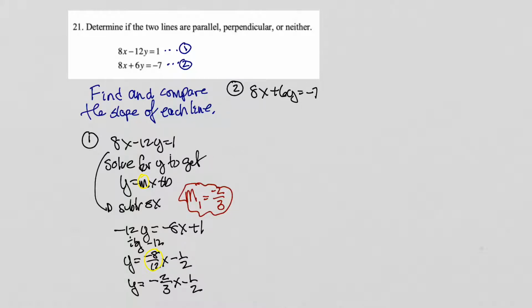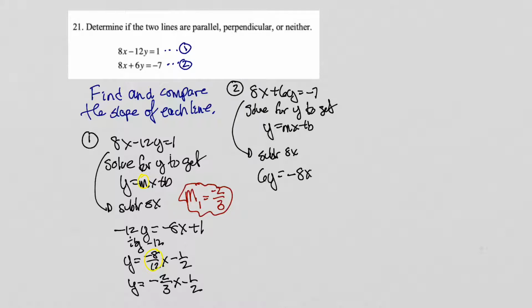Then for equation 2 here, let's solve this for y. So we're going to solve for y again to get y equals mx plus b. So let's see, what are we going to do here? Let's subtract that 8x. If we subtract 8x from each side, we'll get 6y equals negative 8x minus 7.